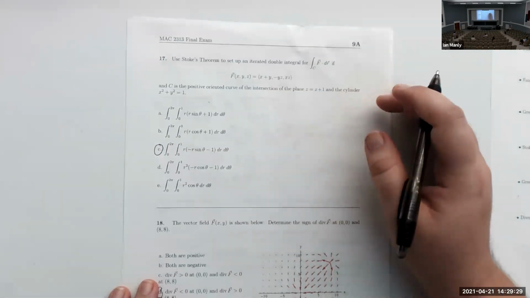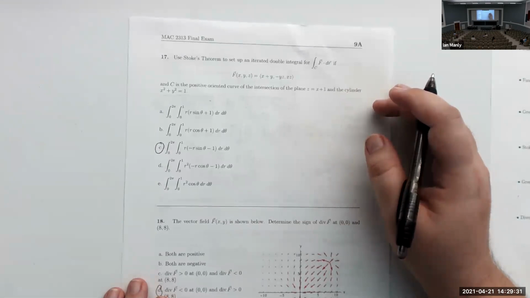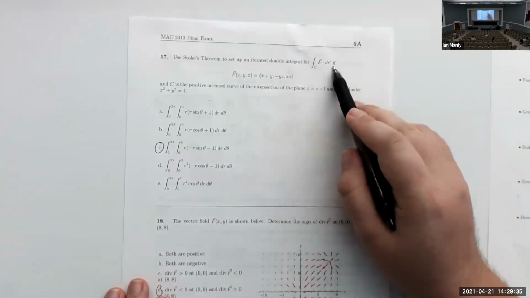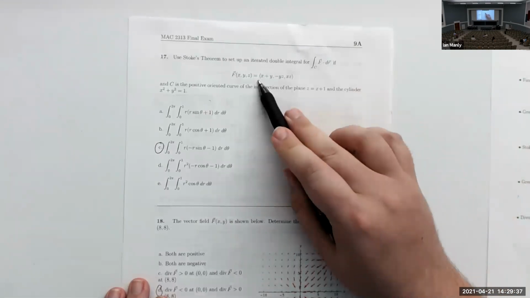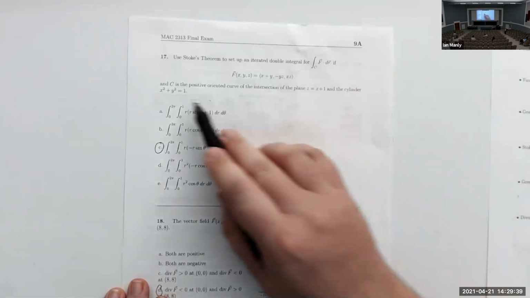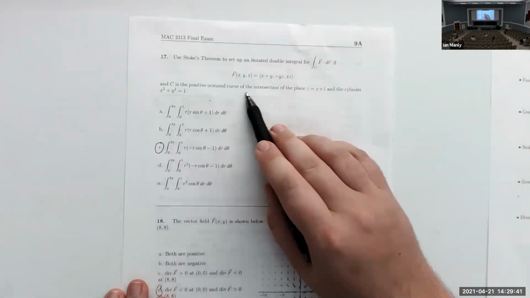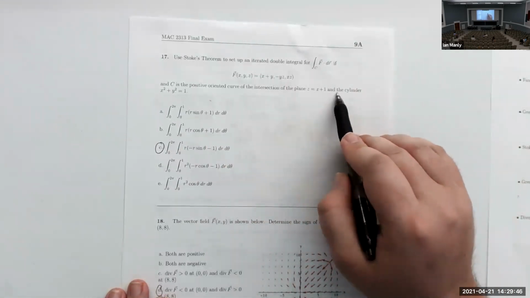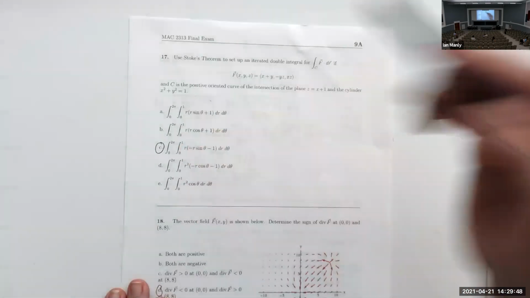All right, Stokes theorem. Use Stokes theorem to set up an iterated double integral for this line integral if this is our vector field, and C is the positively oriented curve of the intersection of the plane z equals x plus 1 and the cylinder x squared plus y squared equals 1.